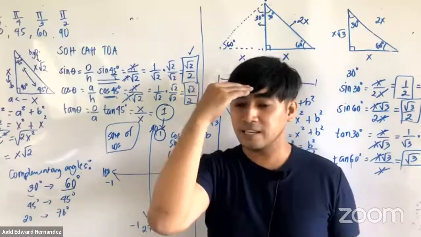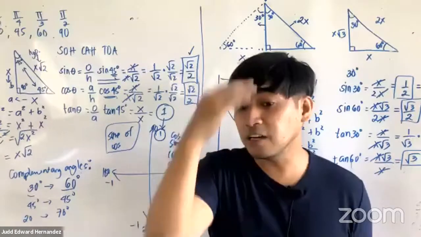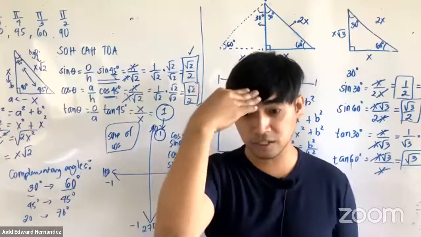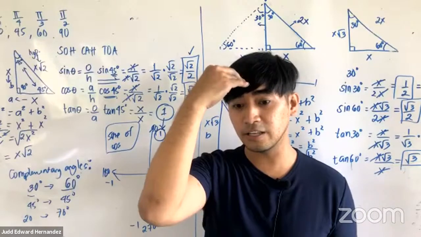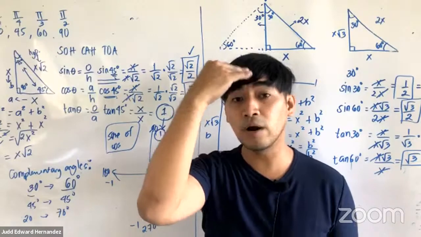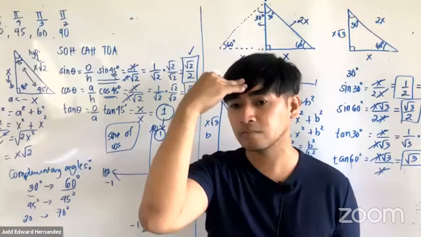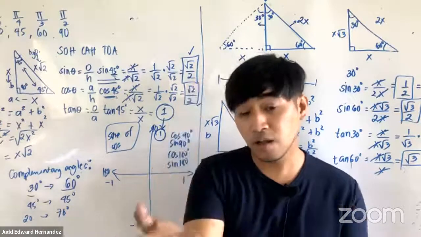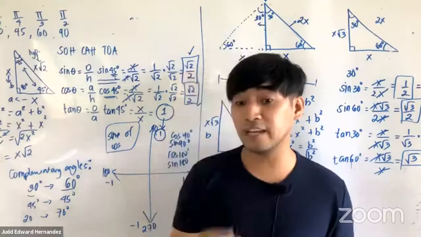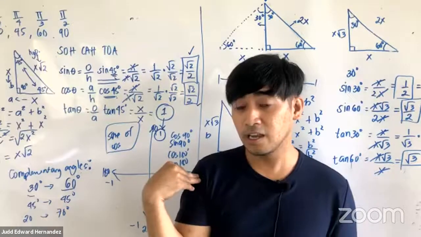Check nyo nga po. Cosine 90. May cosine ba dito? May cosine ba siya dito? Yes or no? Wala. What is cosine 90? Ano po yung lumabas sa calculator nyo na cosine 90? 0. Since wala naman pong cosine dito.